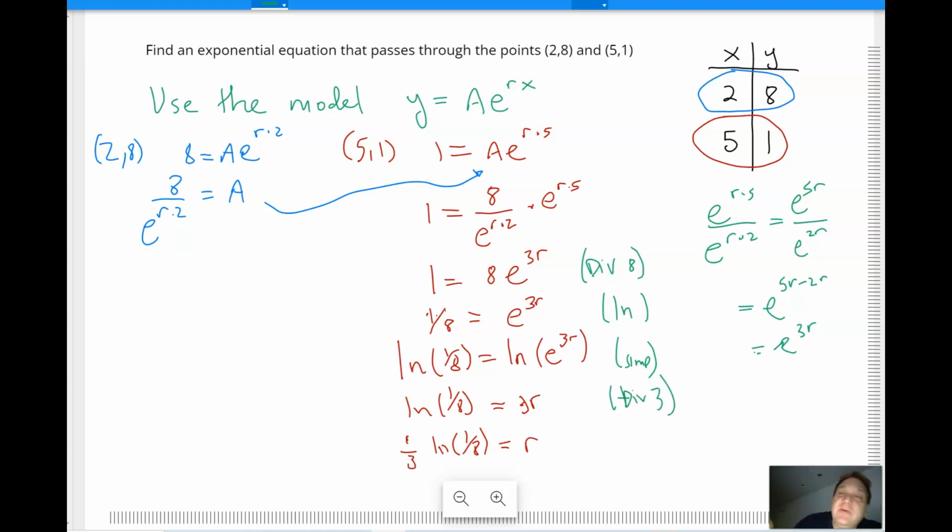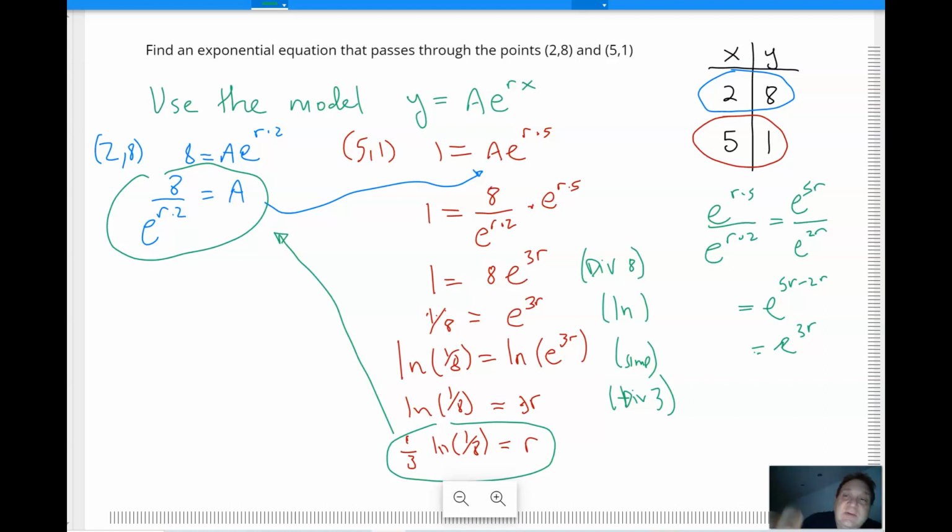All right, we now know the value of r. We are halfway home to finding the equation. The other letter that I need to know is a, but we know what a is. A is 8 divided by e to the r times 2. So let me use the information that I just got for the value of r and plug that into my formula. Well, we know what r is, so instead of writing r times 2, we can write 1/3 ln 1/8 times 2.